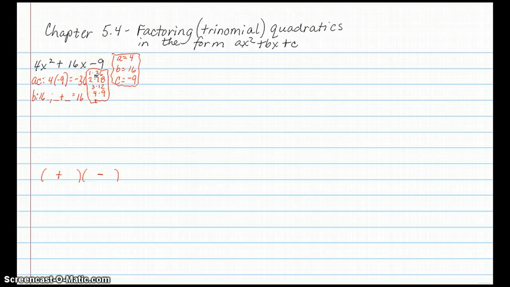Oh, that works, but we need a positive 16, so it's going to be negative 2 times positive 18. This is our one that we want right here, this negative 2 times the positive 18. So then we have negative 2x plus 18x equals 16x. That's our middle term. Okay, so that's kind of your first two steps right there, and your last three steps are going to tie into what you've done up here.